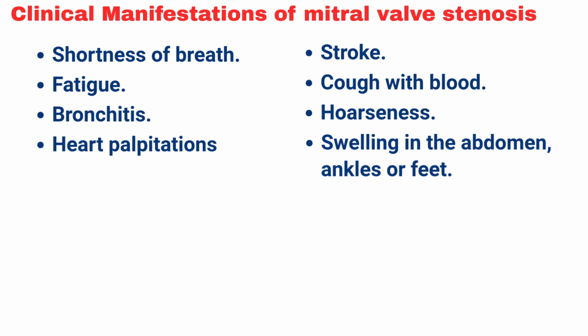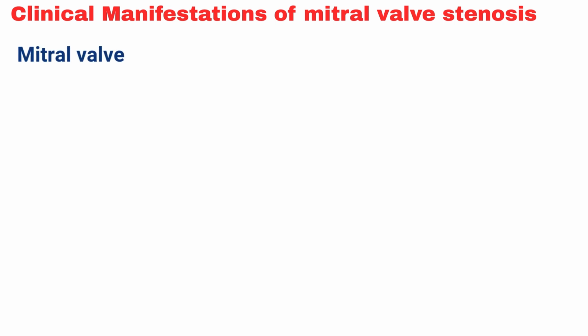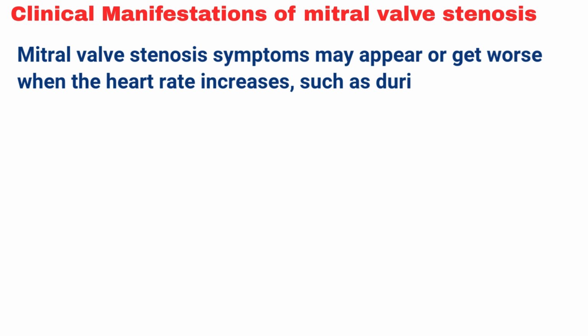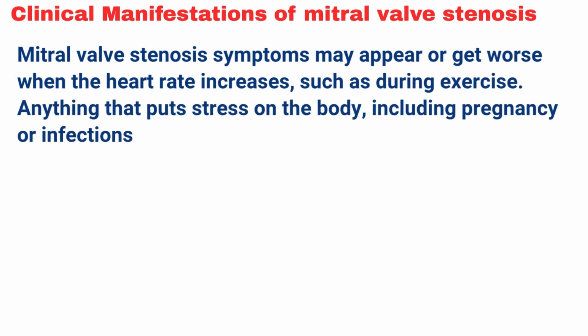Patient may have swelling in the abdomen, ankles, or feet. This happens when the heart is struggling to pump effectively, causing fluid to build up. Patient may have dizziness or fainting, chest discomfort, or chest pain. Mitral valve stenosis symptoms may appear or get worse when the heart rate increases, such as during exercise. Anything that puts stress on the body, including pregnancy or infection, may trigger symptoms.